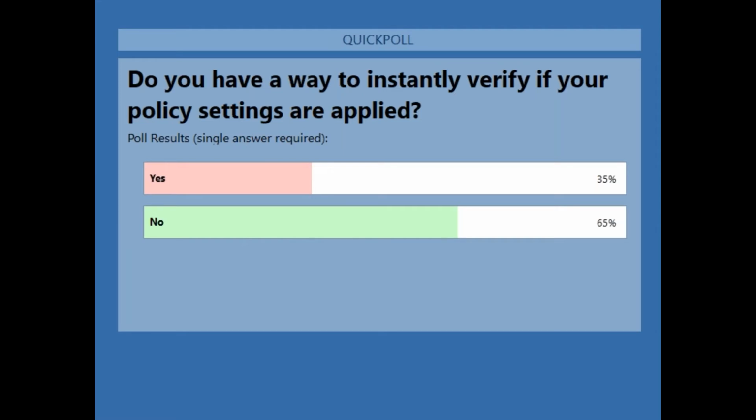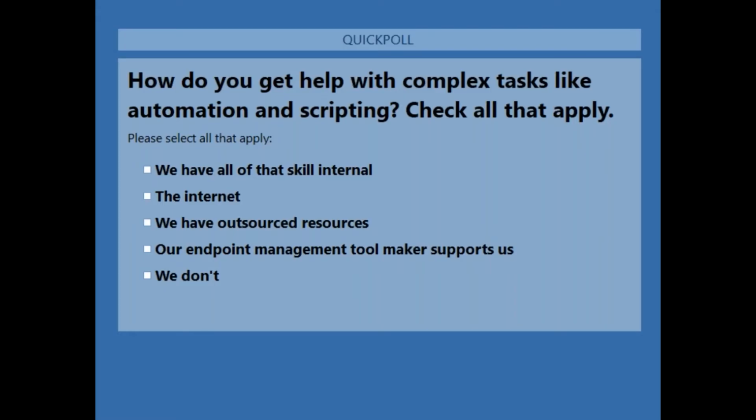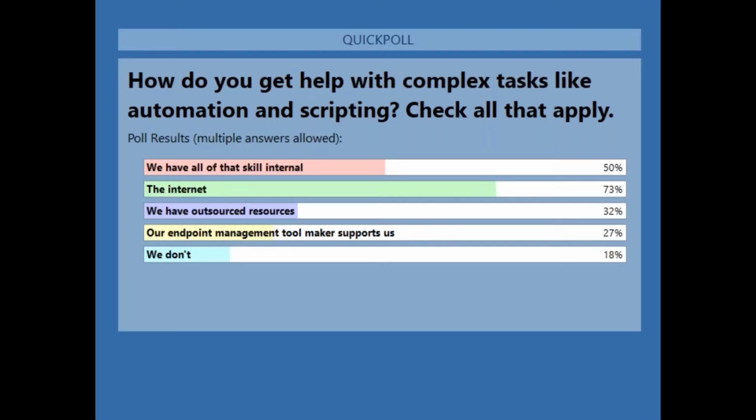So I think we can launch the second poll. All right, let's do it. How do you get help with complex tasks like automation and scripting? Just check all that apply there. John, before Bacon, how did you get help with this? We had some skills in a couple of my places, but it was always like the person who could figure out that super weird automation thing would be really, really helpful, but might take them a long time to figure it out.